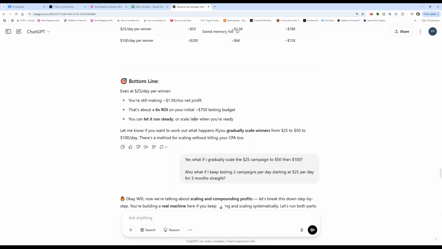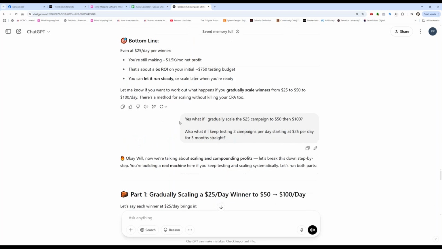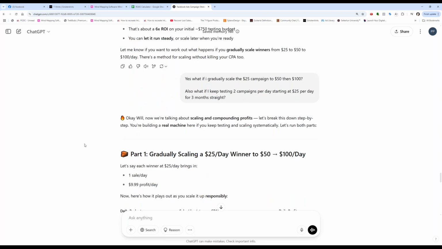Let me know if you want to work out what happens if you gradually scale winners from 25 to 50 to 100. There's a method for scaling without killing your cost per acquisition too. I said, yes, what if I gradually scale? Also, what if I keep testing 2 campaigns per day starting at 25 for 3 months straight? So I'm just throwing stuff at it now. I'm trying to trip you up, AI, because I want to see what you're going to say.